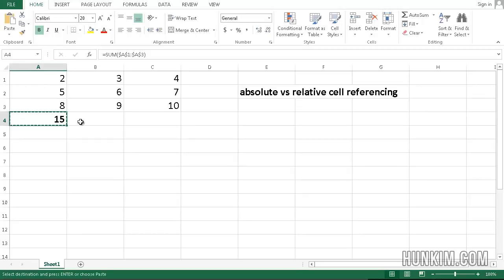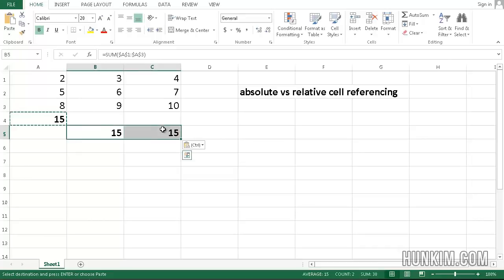So when I copy this and I paste it over one to the right, one down, we're always going to get 15. It doesn't matter, I can paste it here, we get 15. So the idea of a dollar sign is absolute cell referencing, which means that we're not going to change that particular column or row.